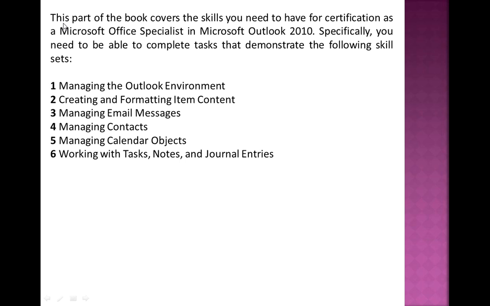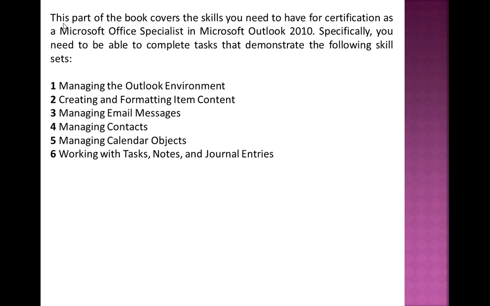This topic includes 6 chapters. First one is managing the Outlook environment. As the name suggests, managing the Outlook environment means what the Outlook interface is, what the different elements are, how one element differs from another element, and how we can refer to each element. So just a quick overview of the Outlook environment. This is the first chapter.